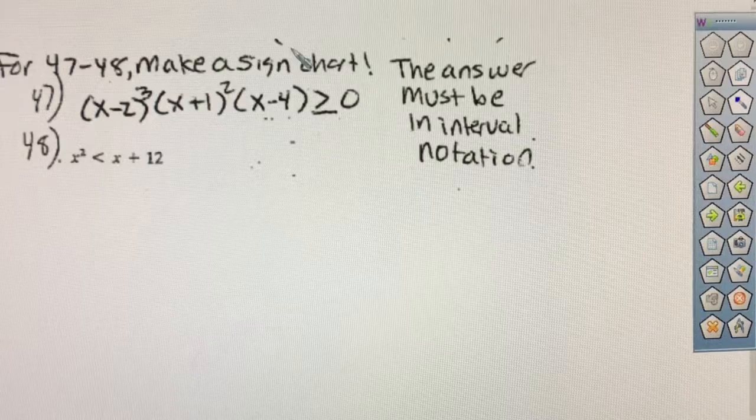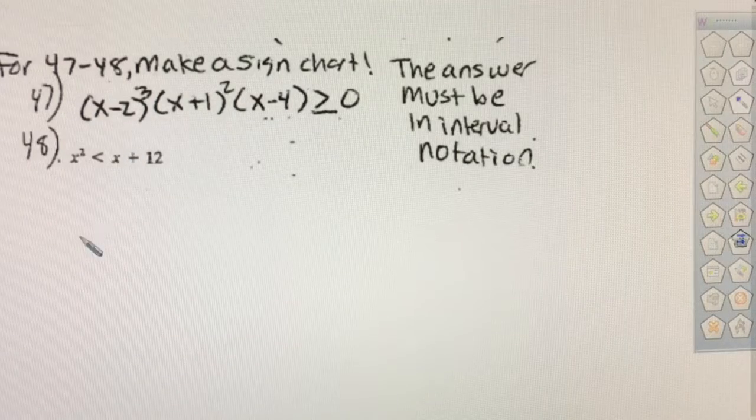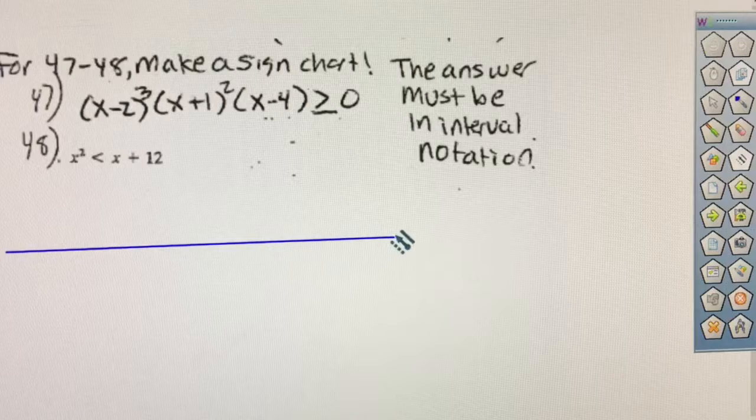Make a sign chart for 47. Let's see what they actually want me to do. So first I want to make a number line and find out where the zeros are for number 47.